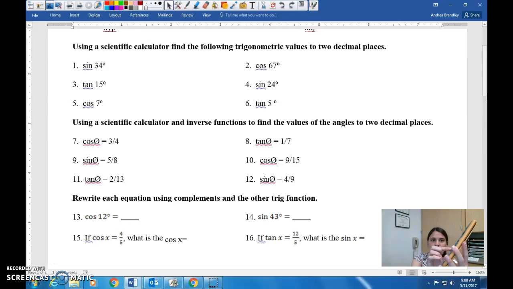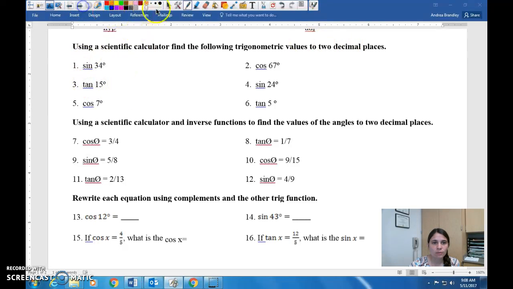So you'll start by hitting sine. Once I push sine, that will pop up on my screen. And then I'll enter my 34. So sine of 34 looks like this. And then when I hit enter, it gives me 0.559. And this says to round to 2 decimal places, so I will say 0.56. So you can go ahead and go through and do the rest of those.